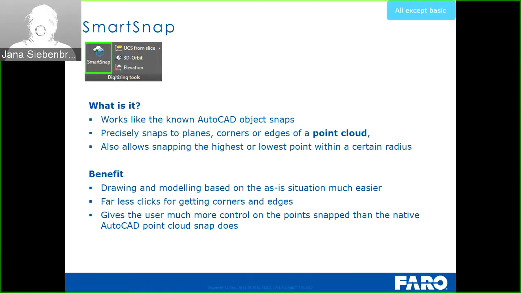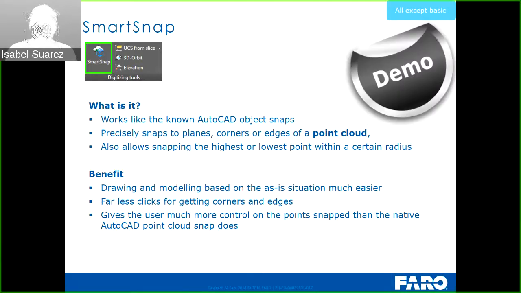Also, this new Smart Snap tool gives the user much more control over the points that are snapped than the native AutoCAD point cloud snap does. Native AutoCAD also offers some point cloud snaps for snapping planes or edges, but you never have control over which points exactly are snapped and what their accuracy is. It's nice to have this extra visualization that shows you where the selected point is before you accept it as a point that you want to use.